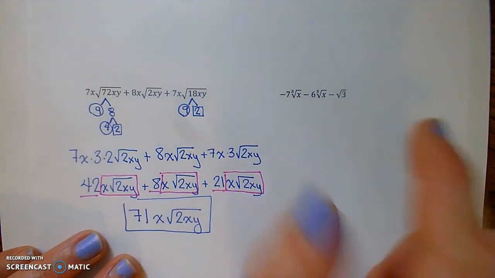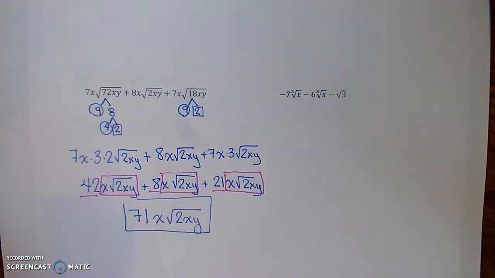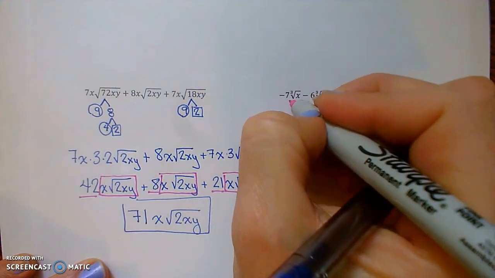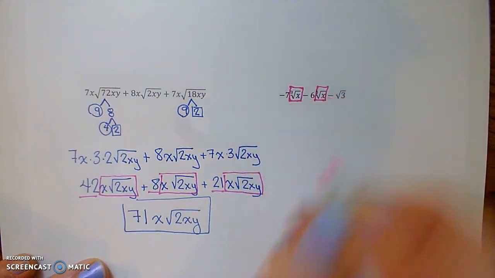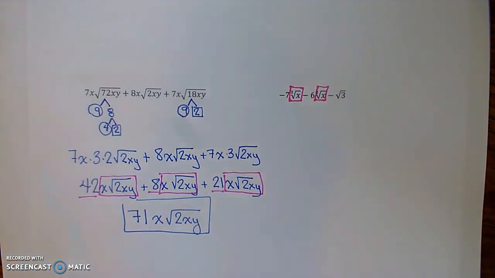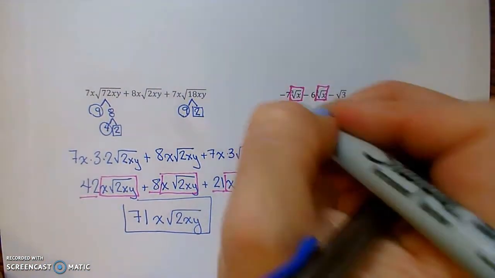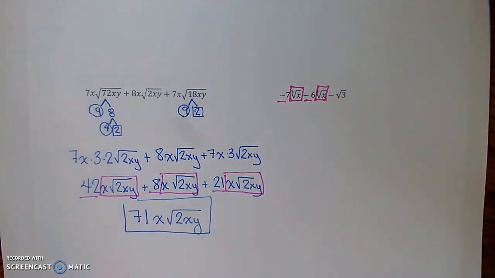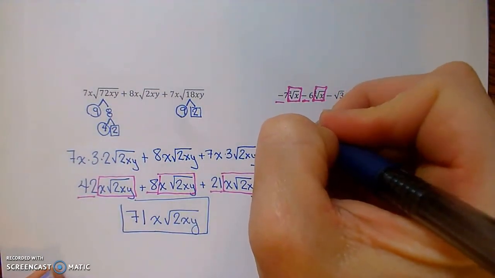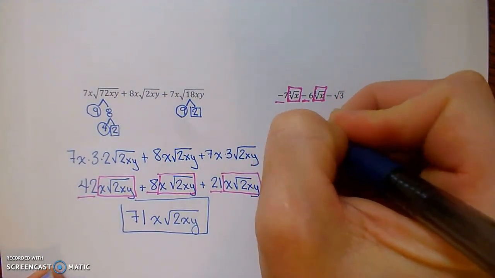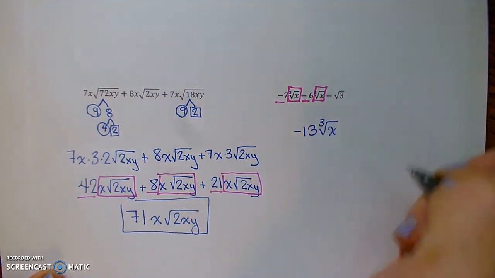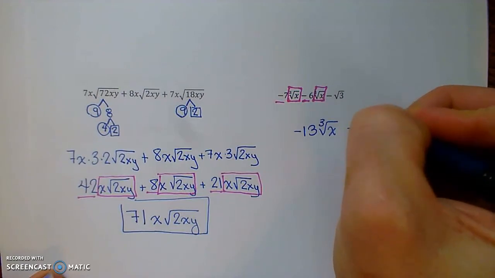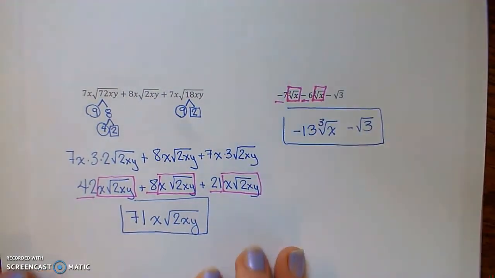Okay? So, combining, notice that these are like terms. So, the cube root of x is the non-number part. So, I'm just going to combine by adding the number parts together. Let's see, what's negative 7 plus negative 6? That'll be negative 13 cube root of x. And then I still have the minus the square root of 3 left. Here we go.